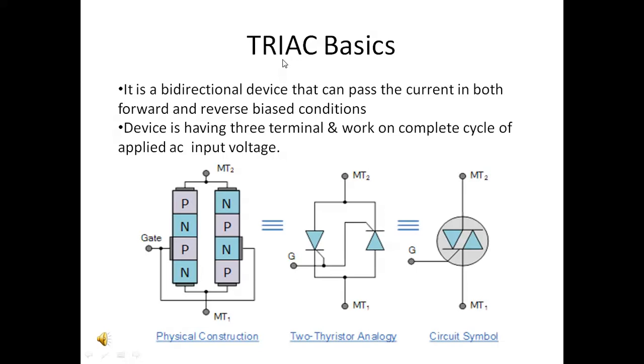In this slide, I am going to explain the basics of TRIAC. As we know, a TRIAC is a bidirectional device that can pass current in both forward as well as reverse bias conditions. And one more important thing about the TRIAC is that it can be triggered in both directions.